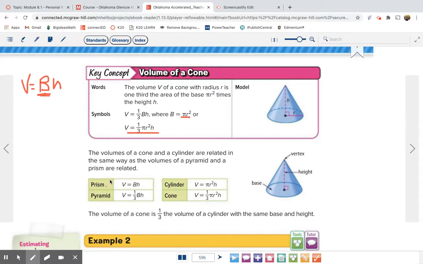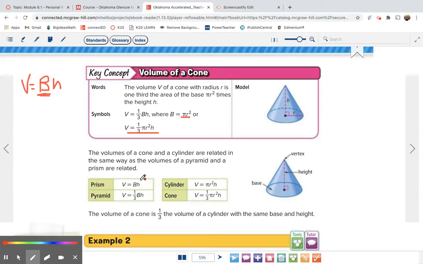Okay, so right here, they go ahead and give you these 4. I would write these down. A prism is volume equals big BH. A pyramid, volume equals 1/3 big BH. A cylinder, volume equals pi r squared H. And a cone, volume equals 1/3 pi r squared h.